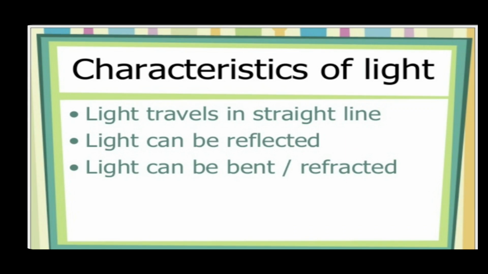Next is the characteristic of light. Dear students, light always travels along a straight path. Light can be reflected and it can be bent or refracted. Reflection and refraction you will study in your next class. So here you have one activity to show that light travels in a straight line.